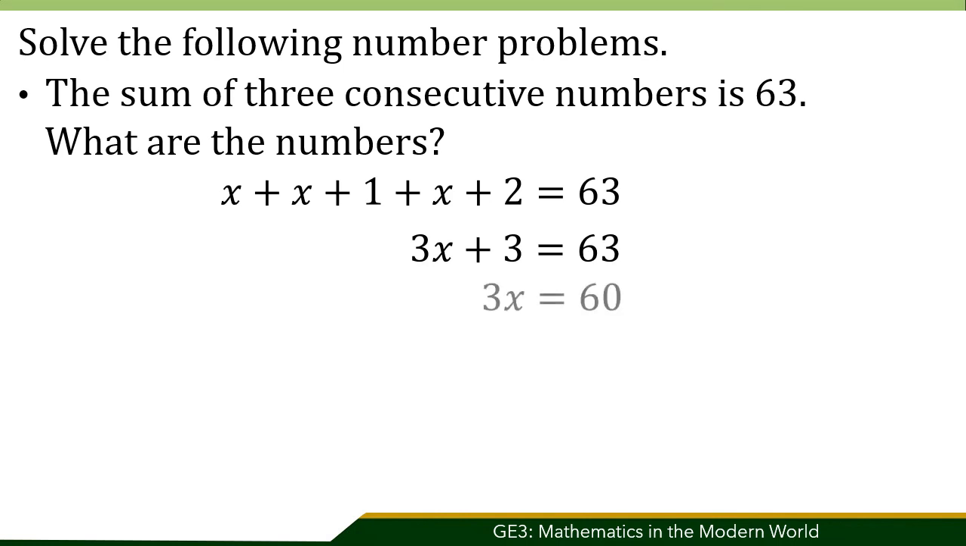Transpose 3. 63 minus 3 is 60. Now we have 3x equals 60. Divide both sides of the equation by 3. We'll have x equals 20.